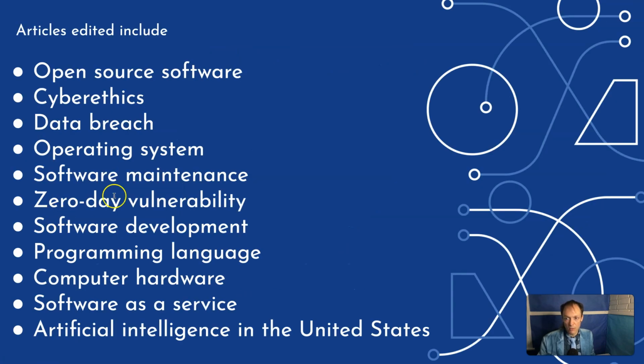Some of the articles that we edited include open source software, data breach, software maintenance, artificial intelligence in the United States. There's a list of them on the project page, but I wanted to give a mood for what kind of topics we're covering in this open source software project. It's not to promote any particular brand or any particular product. It's general information that people would use as reference if they're looking for information about what is the place of open source software in society.